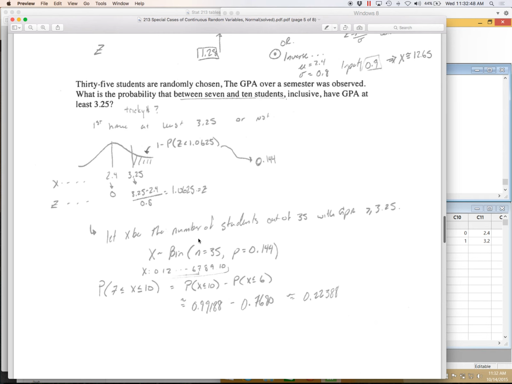What is the number of students out of 35 that have a GPA of at least 3.25 or higher? We want to know the probability of it being between 7 and 10 students, including those endpoints. Binomial is a discrete distribution, so we have to be careful. For between 7 and 10, what I want is the cumulative at 10 subtract the cumulative at 6. That will give me 7, 8, 9, and 10 all together.